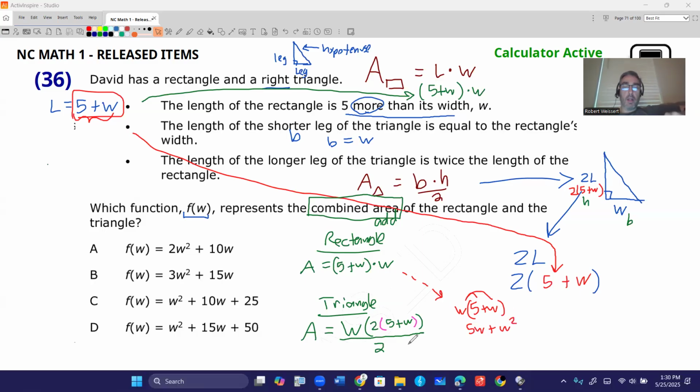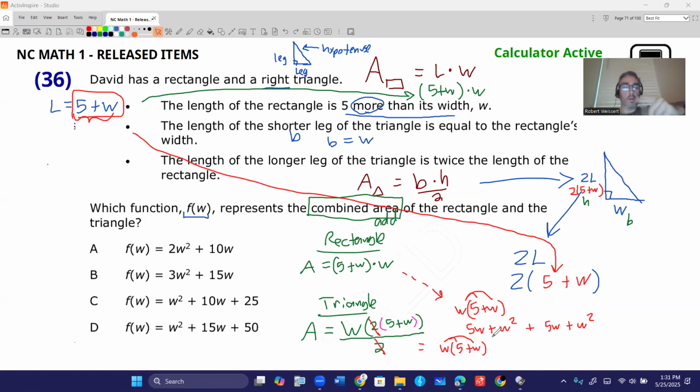And we got that. Now over here, you should recognize that there's a 2 and a 2. Since that 2 is being multiplied by this stuff in the numerator, and the 2 is dividing it, those will cancel out. So 1/2 and this 2 cancel out, and this is just going to end up being W times 5 plus W. Well, wait a minute. That's the same thing as up here. So I'm going to have another one of these: 5W plus W squared.